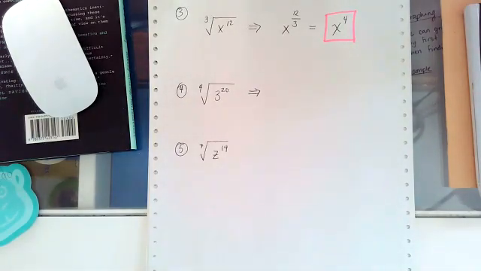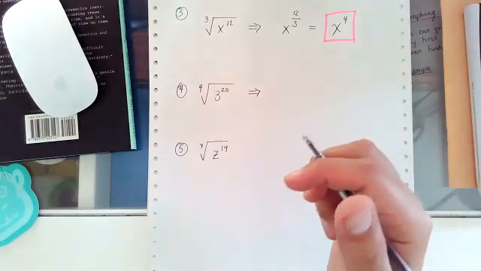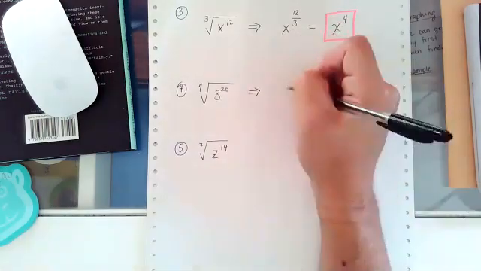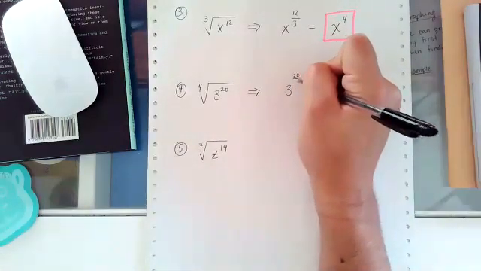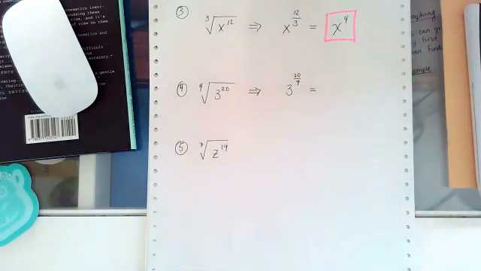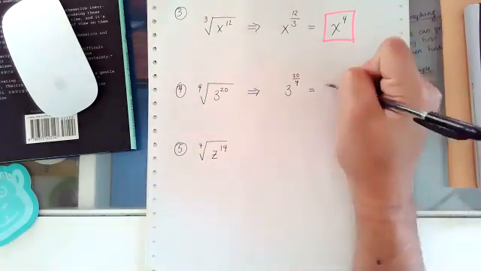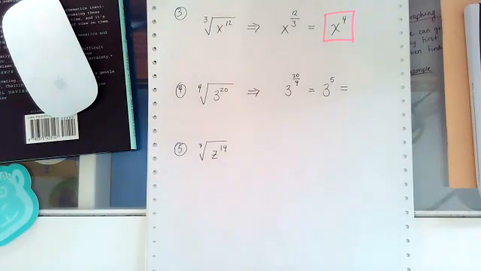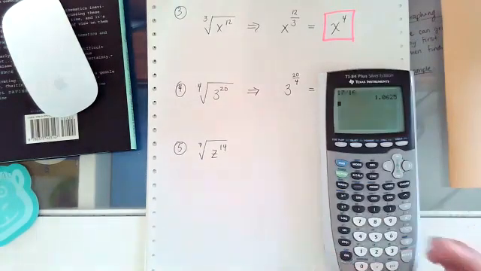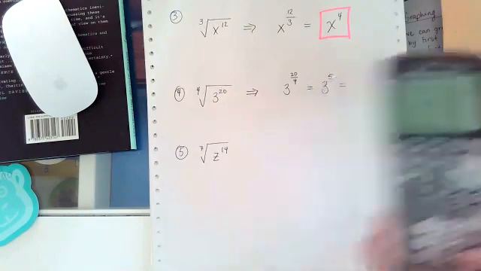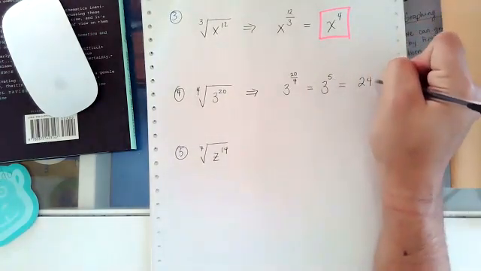Would it be x to the 20 over 4? Well, it wouldn't be x, right? Oh, we don't have x, it's 3. Yeah, 3 to the 20 over 4 power. And can we reduce that power? 5. Yeah, it would just be 3 to the 5th power. And since this is a numeric expression, we don't want to spend our time multiplying 3 times 3 times 3 times 3 times 3. We're just going to put 3 to the 5th power in the calculator. 243.